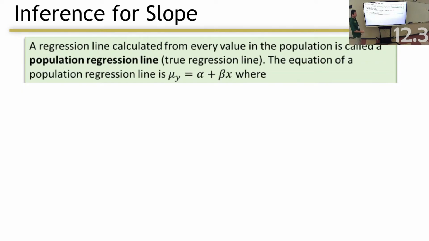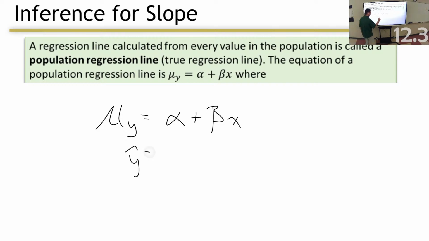If by some crazy chance we had this population, they're going to change it to mu sub y, and then they're going to change a to alpha, and they're going to change b to beta. And so we have a population line, we have a sample line. The sample line is y hat equals a plus bx. This is what we dealt with in chapter 4. This is kind of what we're looking at today, okay?